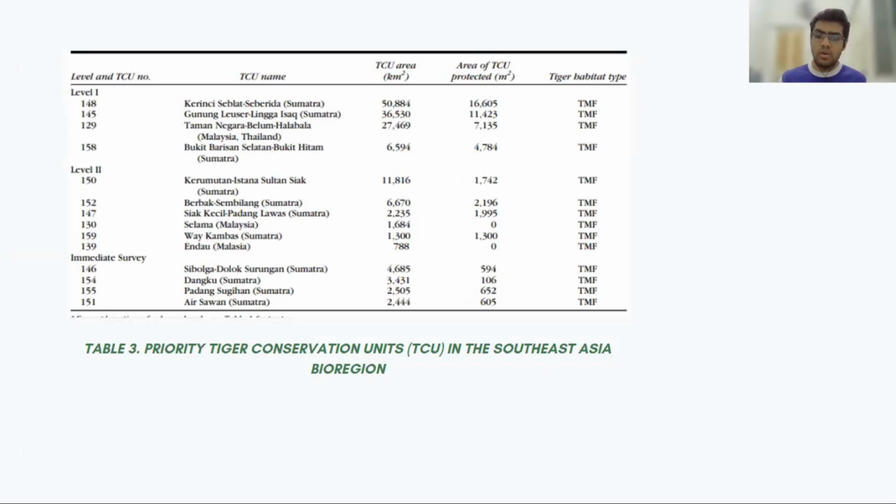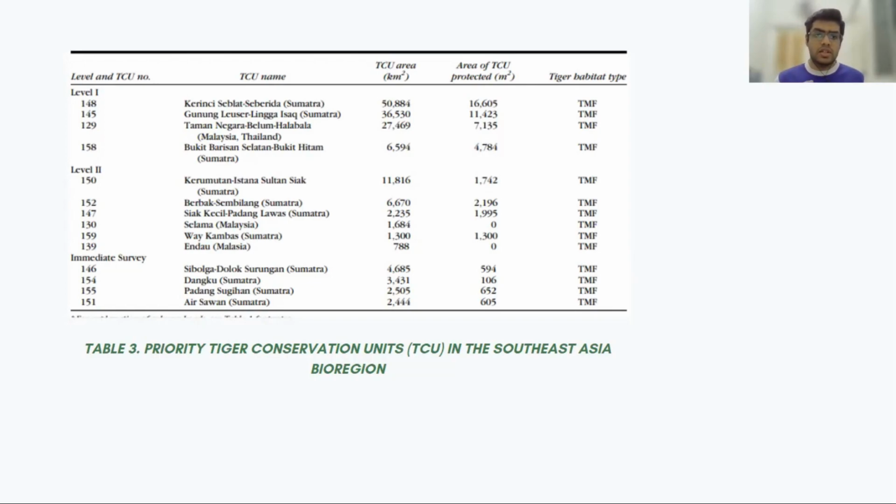So therefore, all the other five habitats are included within this tropical moist forest. This bioregion consists of countries such as Indonesia, which is Sumatra, Malaysia, and also Thailand, with a total of 31 TCUs, where 4 are in level 1, 6 in level 2, and 4 in immediate survey.